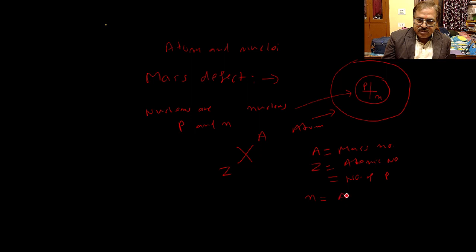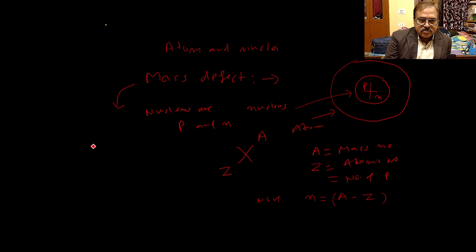And we also know how to find the number of neutrons: the mass number minus atomic number. Mass number minus atomic number gives the total number of neutrons. So the question arises here, what is the real meaning of the mass defect?